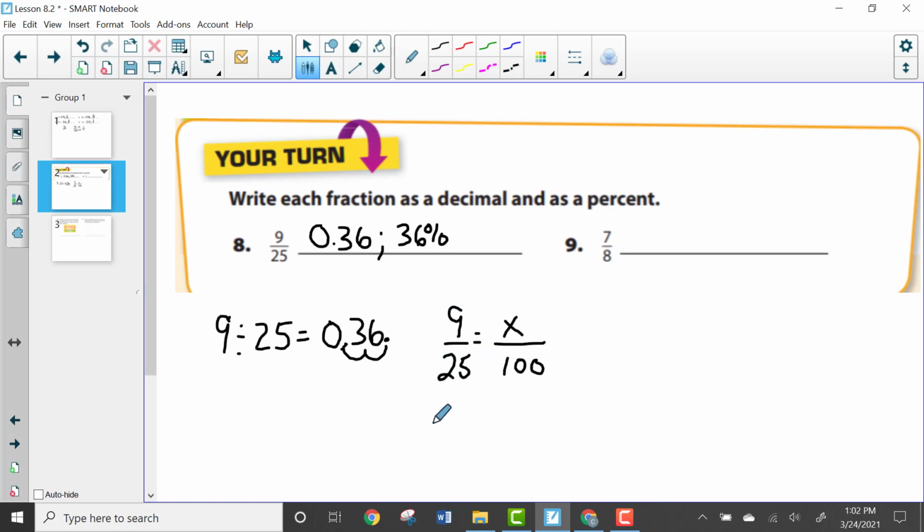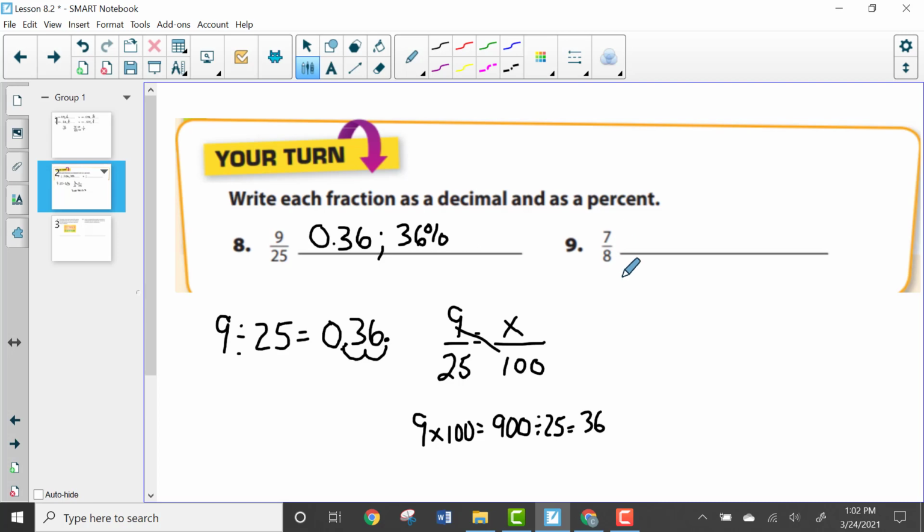You multiply 9 times 100. That's going to give us 900. And then you can divide by 25. And that will give you 36, which would represent the percent. Okay, so this is how you could find the percentage. You could set it up as a proportion, cross multiply, and then divide by the other number. It's another way of doing it.